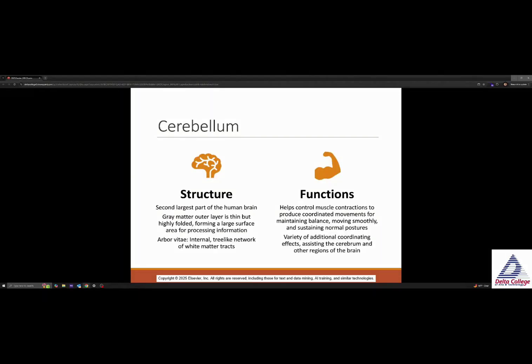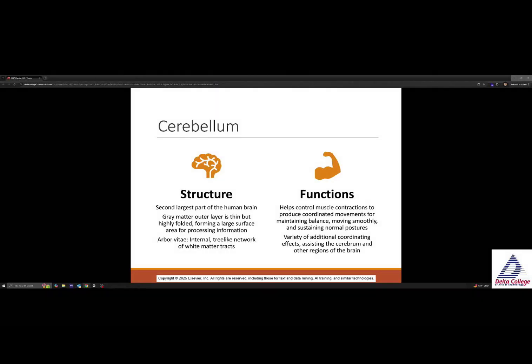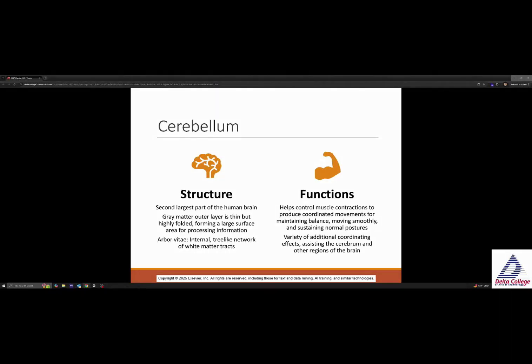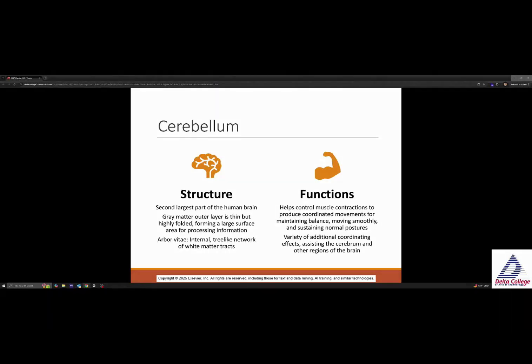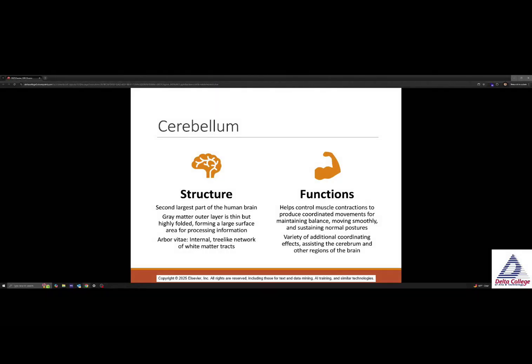Next, let's talk about the cerebellum. This is the second largest part of the human brain. It's mostly gray matter, outer layer that is thin and highly folded, forming a large surface area for processing information. We have the arbor vitae, which is in the cerebellum. This is an internal tree-like network of white matter tracts.